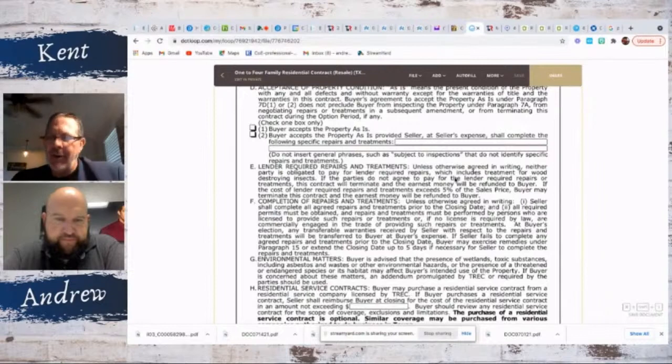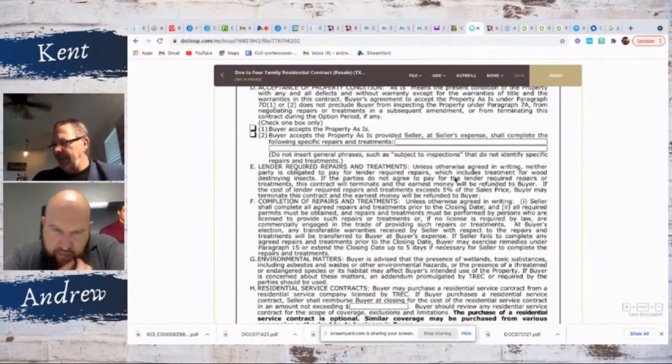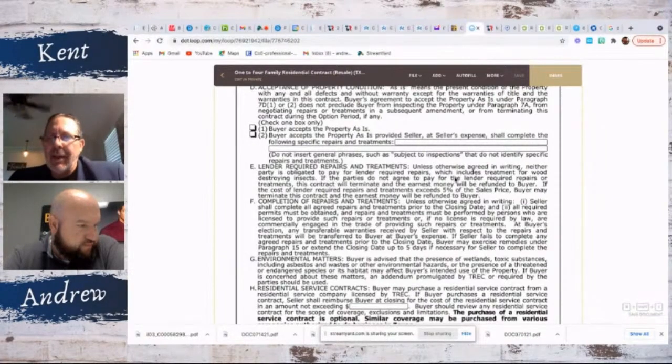And that way the liability is 100% on the buyer, and they can do what they want and have a good time with it, right? If it goes back to lender-required repairs, one of the things I want to make sure of as a buyer's agent is that I have vendors out there that will take payment at closing. Because we've got to get them done prior to that.